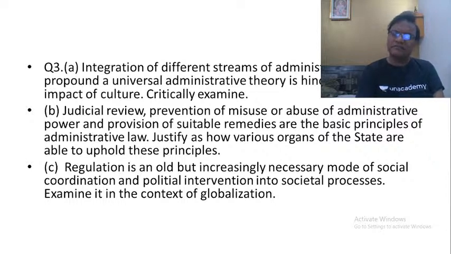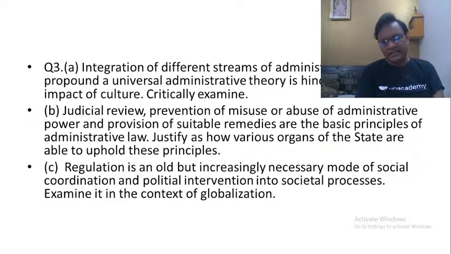Judicial review, prevention of misuse or abuse of administrative power, and provision of suitable remedies are the basic principles of administrative law. Justify how various organs of the state are able to uphold these principles. That is what we call the green light theory and red light theory of administrative law. As part of the red light theory, we accept the fact that when administrators are given powers, there is every possibility of them misusing those powers. That is the reason why we talk about accountability mechanisms also.